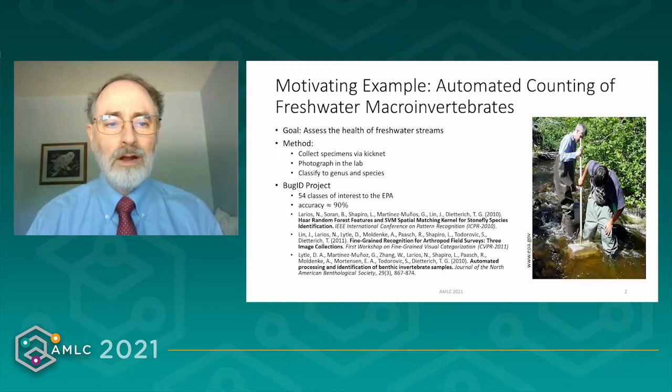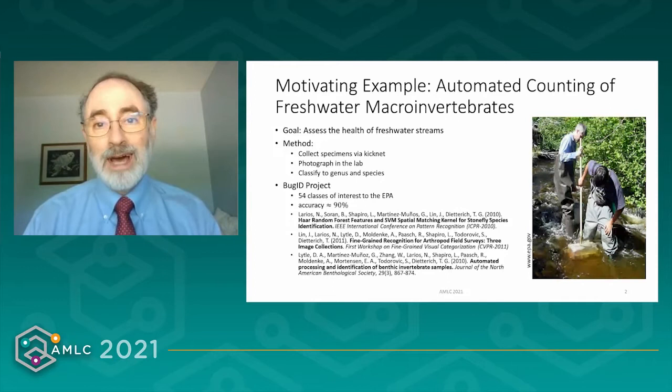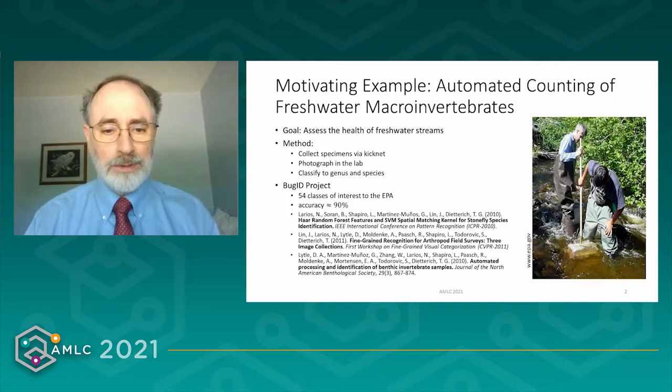Our collaborators collected 100 specimens of each of 54 classes. So not a huge data set by any means. And our classifier was getting something like 90% accuracy. And you can see we published at CVPR and so on.